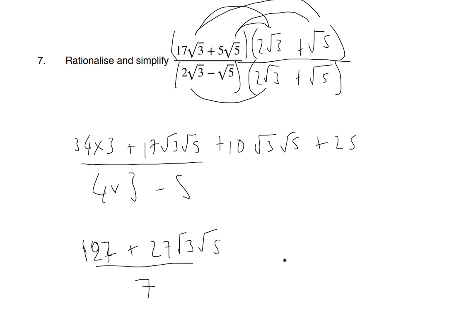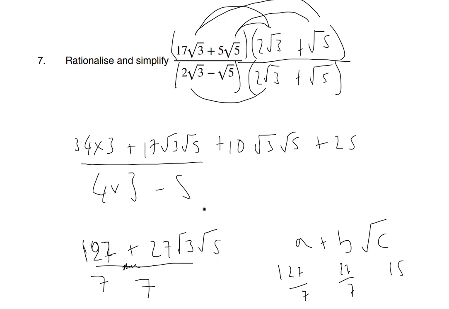Now, if it asked you to give it in the form of a plus b root c, well, you could do it, in which case you'd have to split the fraction, right? So imagine that it was 127 over 7, and then 27 root over 7, in which case a would be 127 over 7, b would be 27 over 7, and c, if they wanted it as a single root, well, we can just combine those together. c would be 15, so it would be root 15.